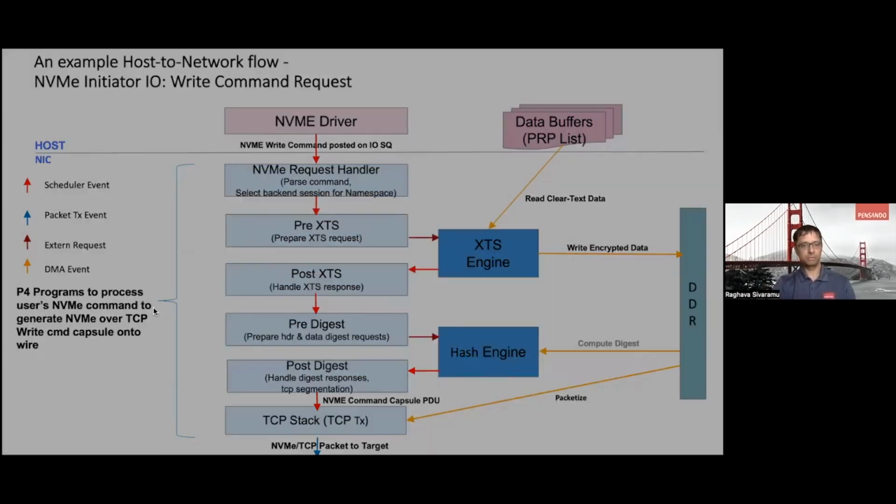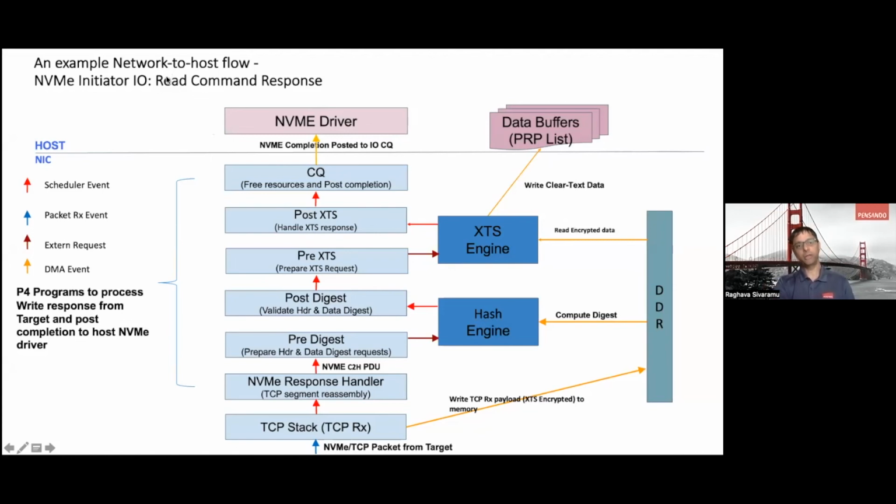So there's a corresponding network to host sequence that you would do, where the trigger starts with a packet receive event into the TCP control block, and you go through the sequence of writing that packet into memory and subjecting it to the hash digest verification, where you validate the header and data digest on the NVMe PDU, and then you do the decryption of the data. And then once the decryption is done, you post a completion into the driver, and this could be triggering a DMA into the interrupt block to be able to wake up the driver in the host.